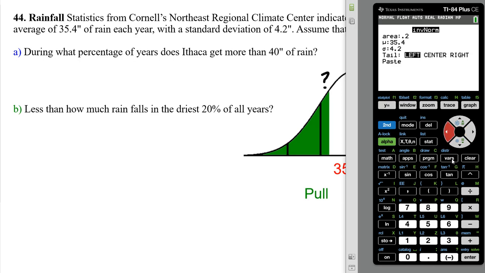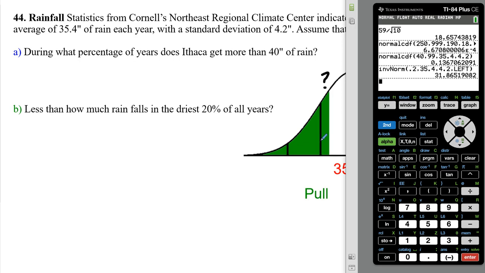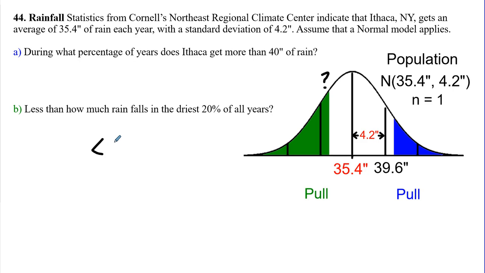So we're going to draw our region or our area. Notice how the bound is being drawn out from the left. I'm going to go down to paste and hit enter. So that tells us that it's going to be 31.8 inches of rain. So the driest 20% of years have less than 31.8 inches of rain. And that's how we solved it.